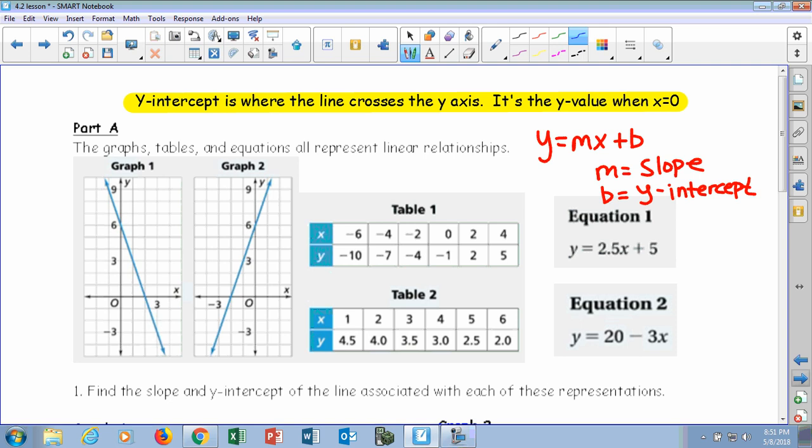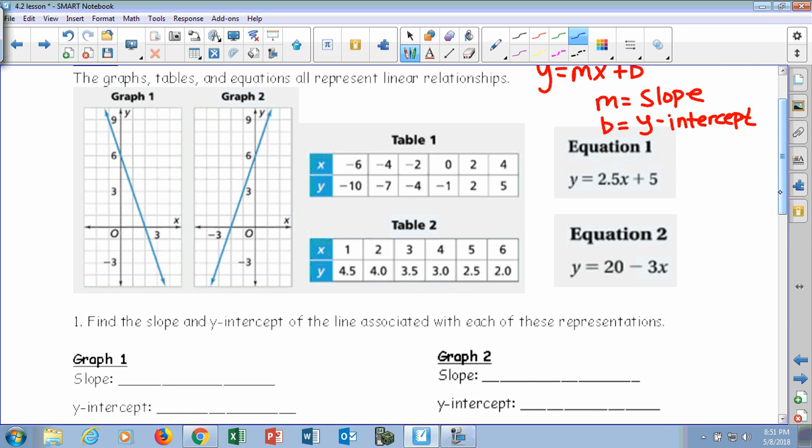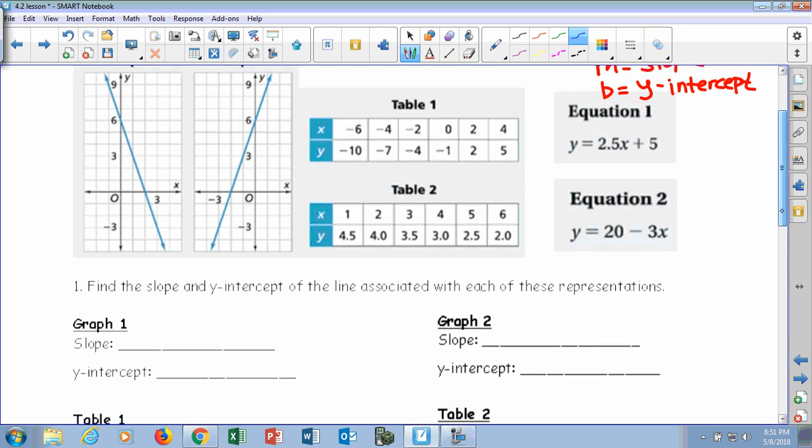Notice up top there's an important piece of information here, right? The y-intercept is where the line crosses the y-axis. It's the y value when x is 0. That's very important when we're going to do this little part here. So you notice I have graph 1, graph 2, table 1, table 2, equation 1, equation 2. We'll do graph 1 together so you kind of know what you're doing here. In graph 1, they want us to find the slope and the y-intercept.